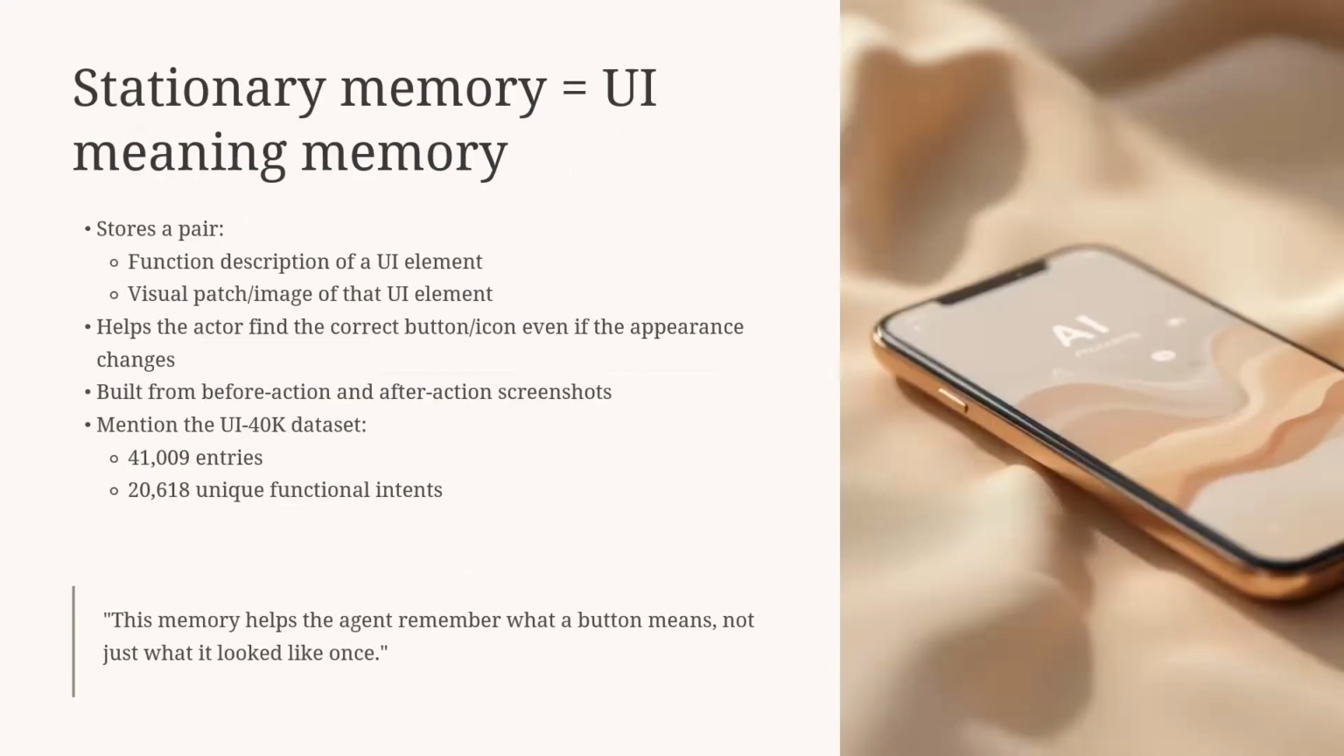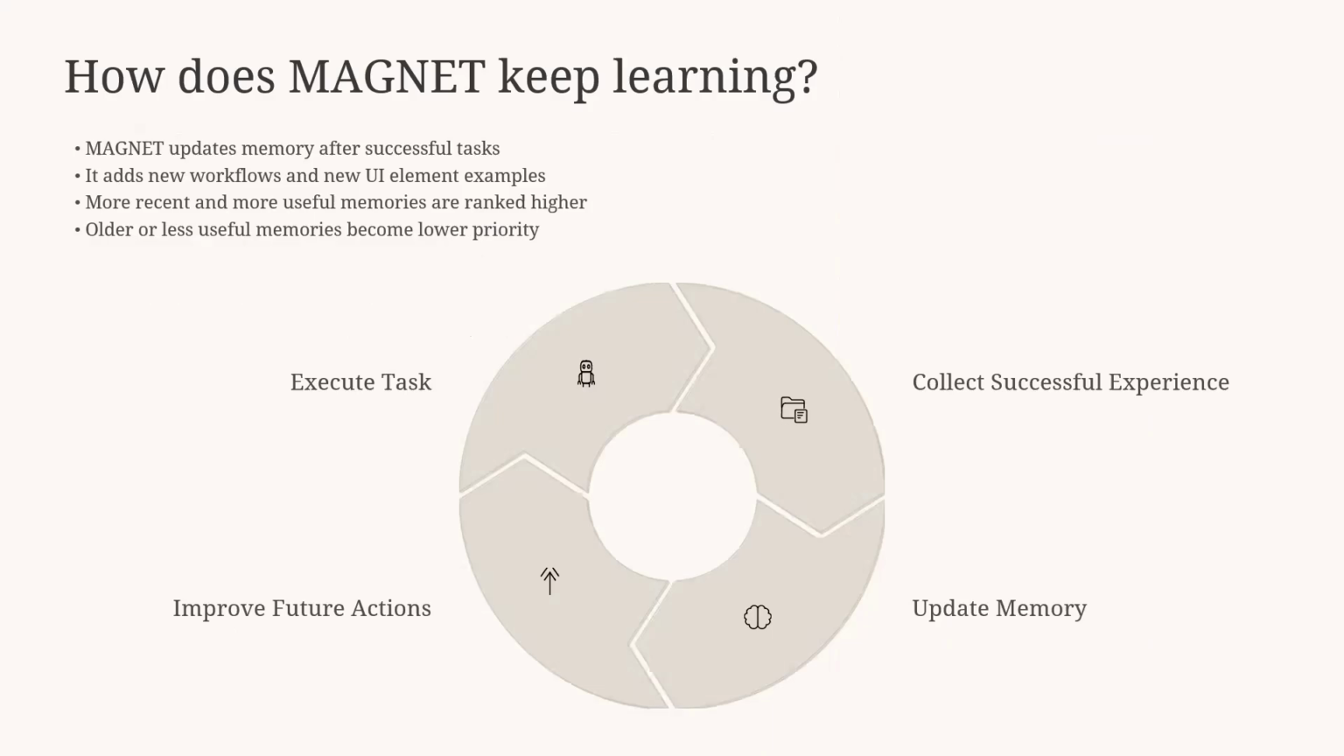The stationary memory also stores two things together: what a UI element does and what it looks like. This helps the actor find the correct button or icon even when the appearance changes. The paper also builds a dataset called UI40K for this purpose. So the main idea here is that the agent remembers the function of a button, not just one old picture of it.